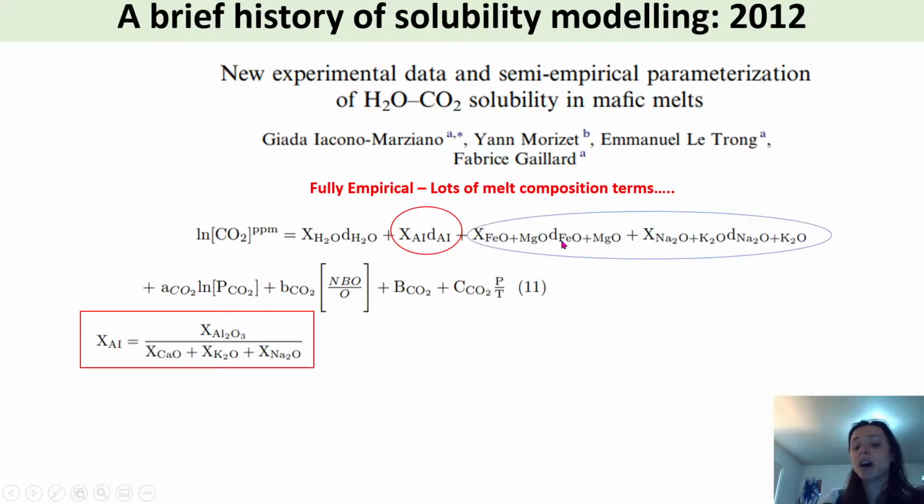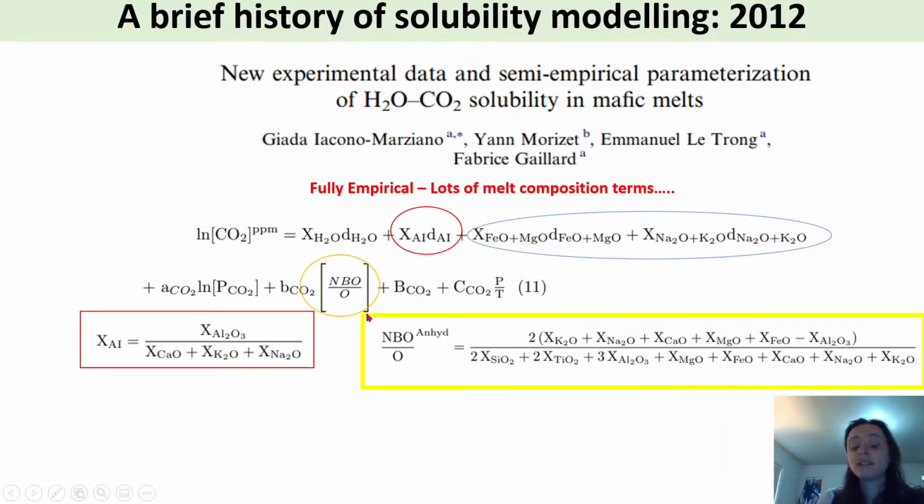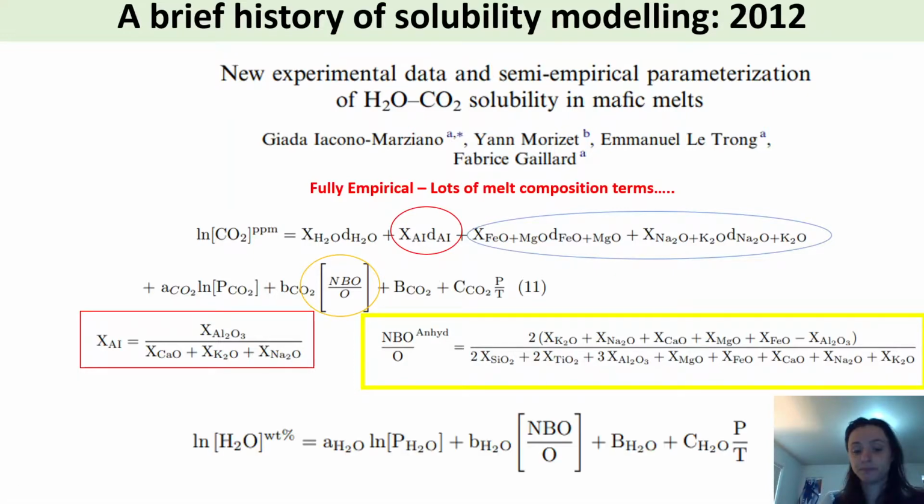Similarly, there's these two terms, which is the sum of iron and magnesium times by a constant, and the sum of sodium and potassium times by a constant. And then finally, the final melt composition term is this Nb over O term, and this basically incorporates almost all of your oxide species. So this model is strongly sensitive to melt composition. For water, slightly less terms, the only melt composition term is this Nb over O term, which is the same as that above.